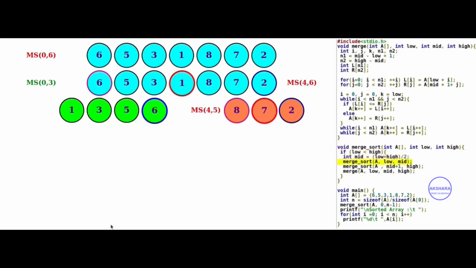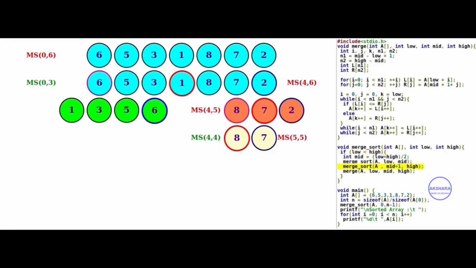Merge sort of 4, 5 will be called, meaning merge sort on this left subarray, 8, 7, will be called. Here 4 less than 5, so mid will be calculated. Here mid is at index 4. Merge sort of 4, 4 will be called. Here low and high are both the same, so this if condition will fail since the array has a single element.